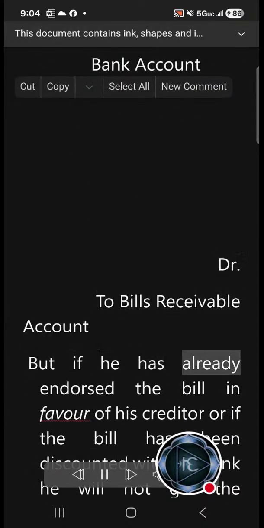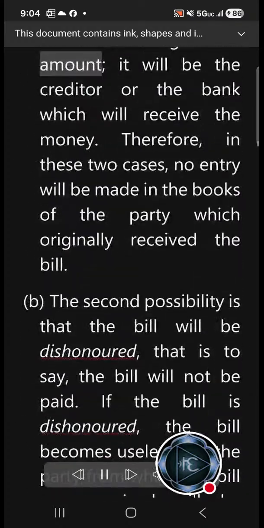But if he has already endorsed the bill in favor of his creditor, or if the bill has been discounted with the bank, he will not get the amount. It will be the creditor or the bank which will receive the money. Therefore, in these two cases, no entry will be made in the books of the party which originally received the bill. The second possibility is that the bill will be dishonored.